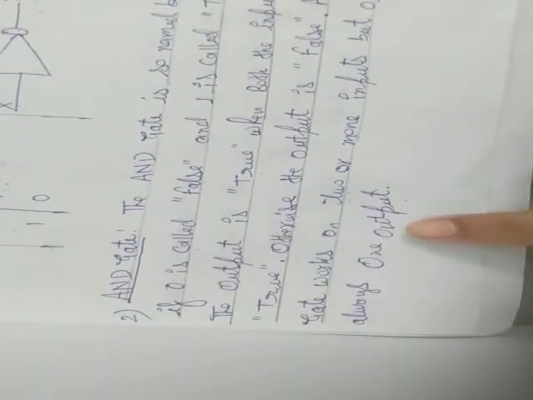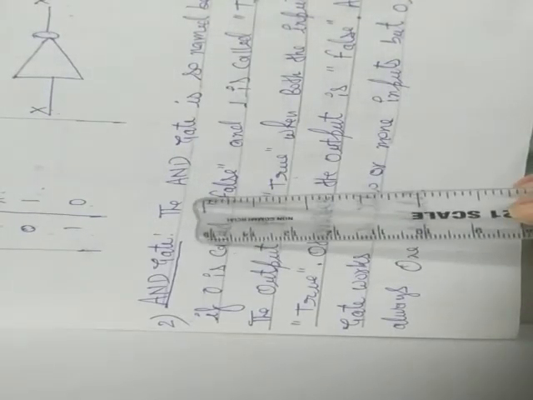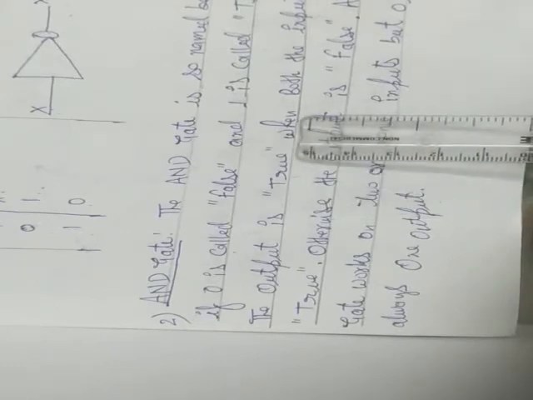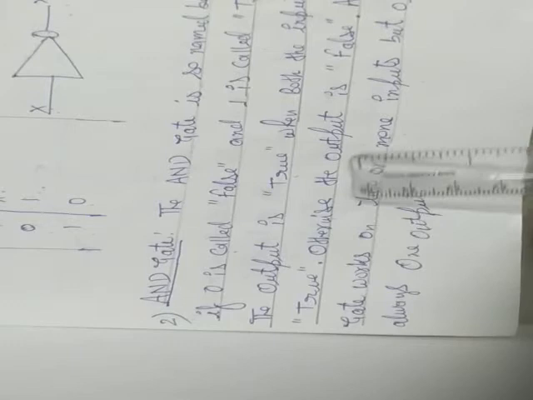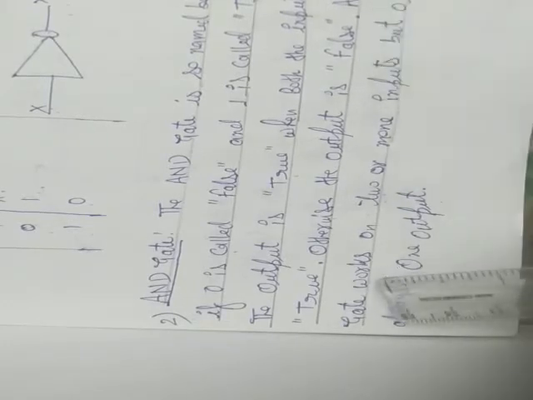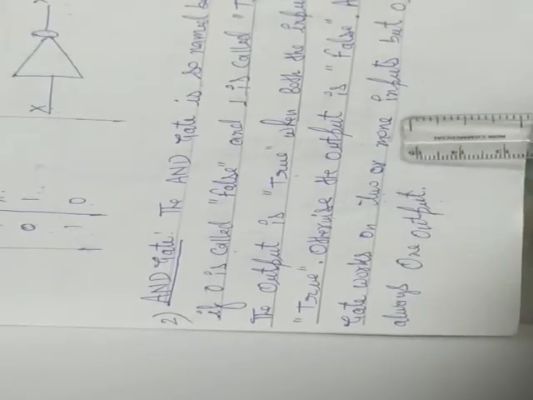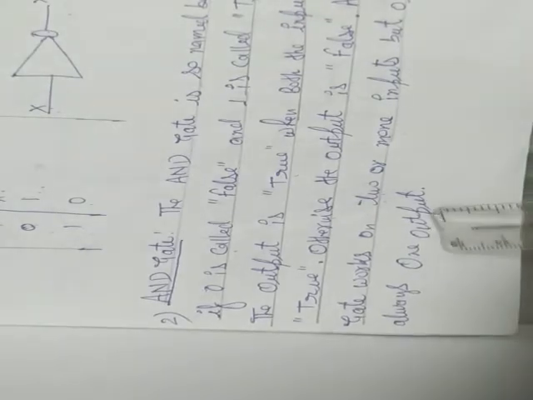Next is your AND gate. The AND gate is so named because if 0 is called false and 1 is called true, the output is true when both the inputs are true. Otherwise, the output is false. The AND gate works on two or more inputs, but always gives one output.